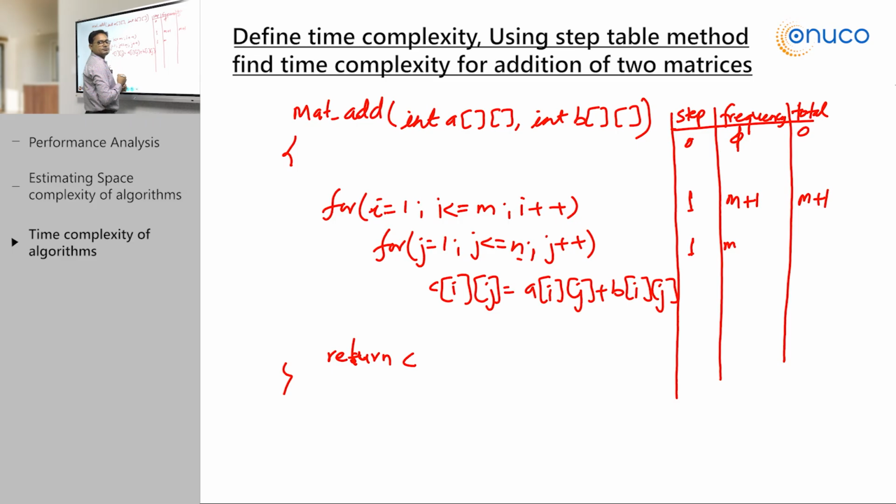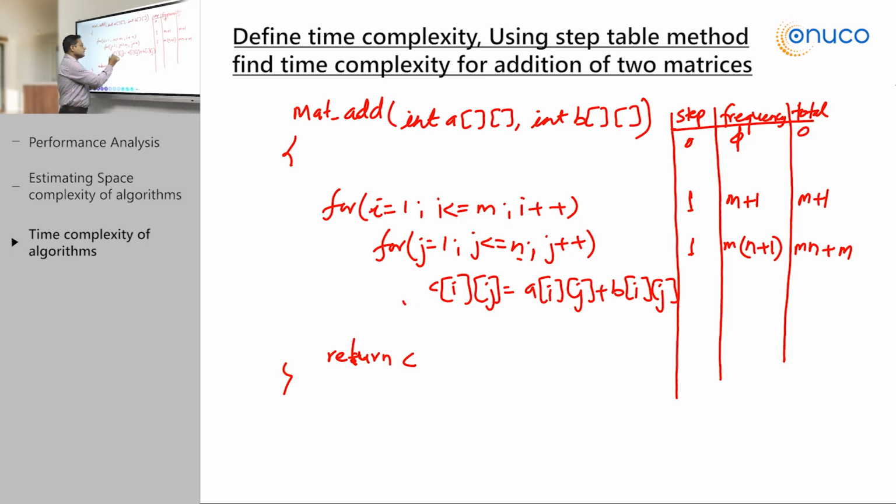M times. And it is going to repeat for each and every i, for n plus 1 times. So if you multiply this, it is going to be mn plus m.